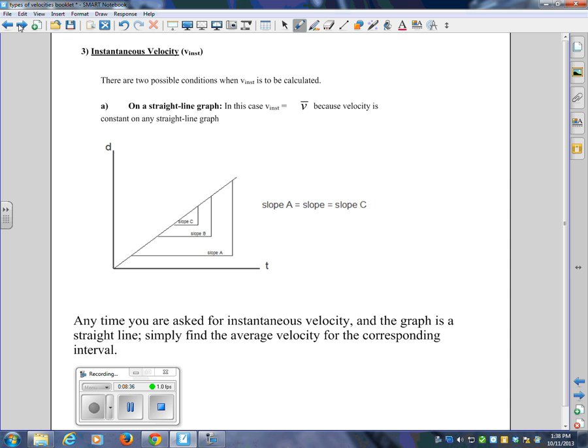Okay. Last one, instantaneous velocity. Can be easy, can be hard. There are 2 possible conditions. One, it could be on a straight line graph. In this case, it's easy, because the instantaneous velocity is equal to the average velocity. How come? Because the velocity is constant.